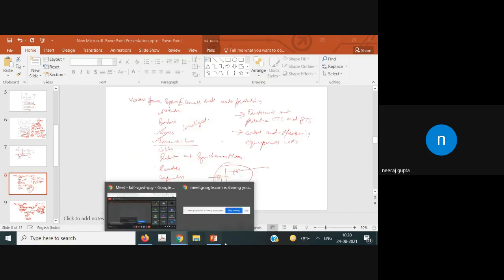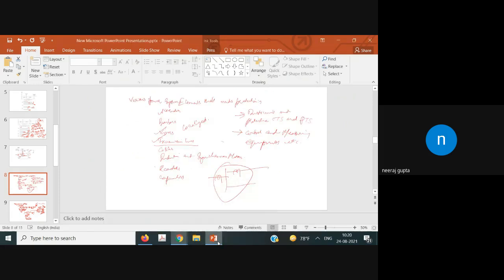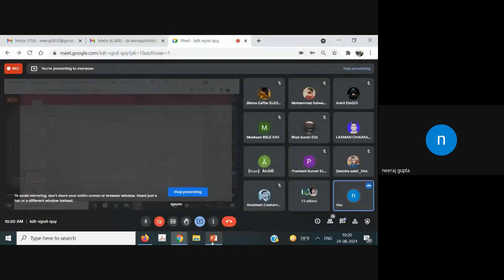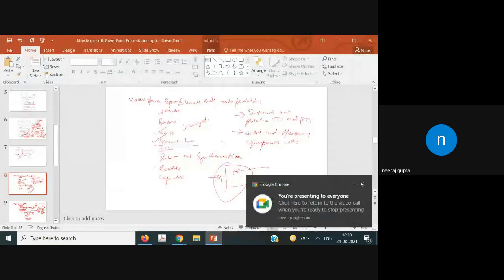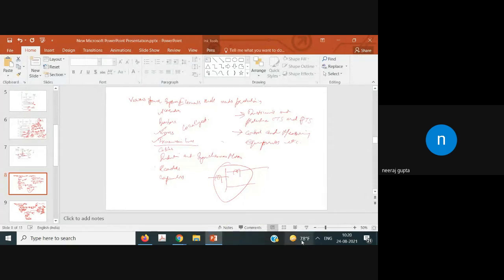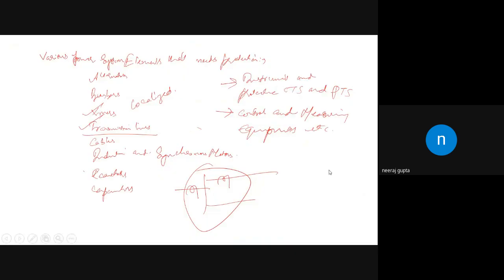Now next is the various principles of protection. I will give you a small overview of the various principles of protection, and after that we can discuss the different types of relays which are used nowadays, from the historical background of the different types of relays. So next is the various principles of power system protection.